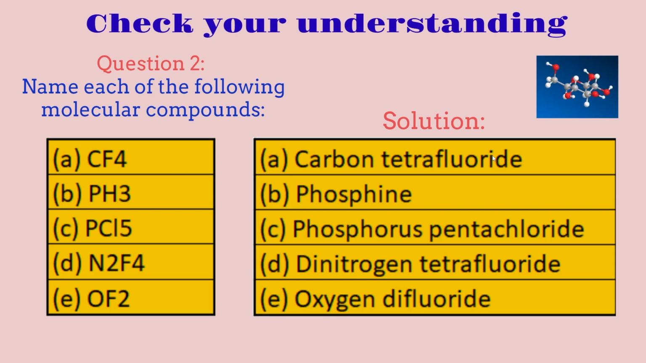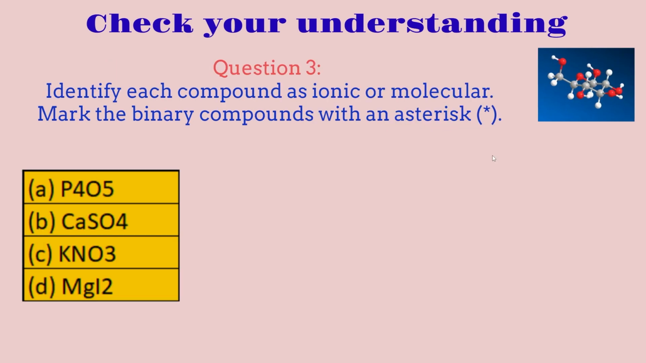So now moving on to the next question, we need to identify each compound as if it's ionic or molecular, and then mark the binary compounds with an asterisk. So binary compounds is where there's two different elements that are combined together. So first of all, let's just see if these are ionic or molecular, and then we can decide if they're binary or not. So for the first one, we have P4O5.